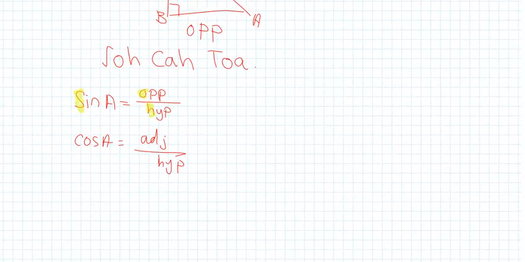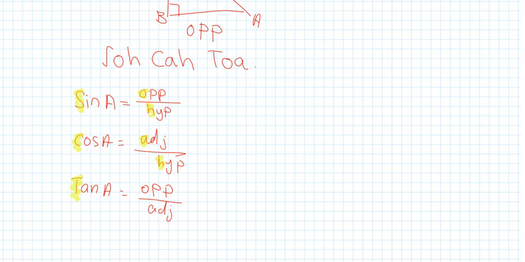So again, CA is cosine, adjacent over hypotenuse. Okay? And then TOA, that's your tan of angle A, opposite over adjacent. And that again is where TOA comes from. Okay?